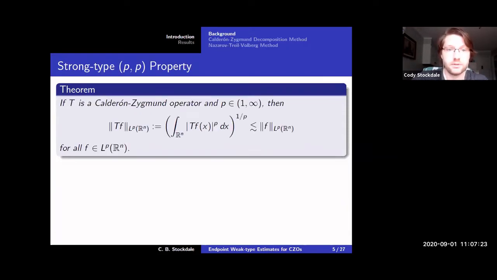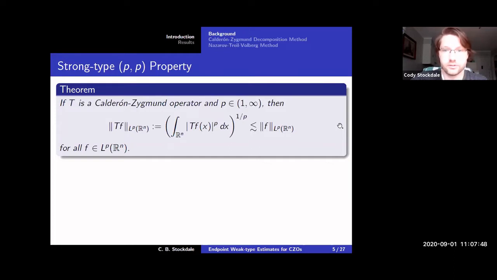Okay, so a property about these Calderon-Zygmund operators that's important for many interpretations and applications of this theory is that they have a so-called strong type (p,p) property, which just says that these operators are bounded from LP space to LP space. So just for some definitions, we're talking about these p-integrable functions, and the norm is take it to the pth power, integrate, and then to the 1 over p power.